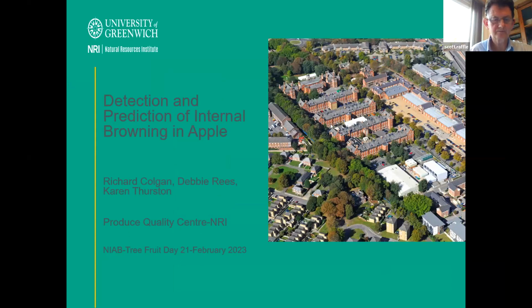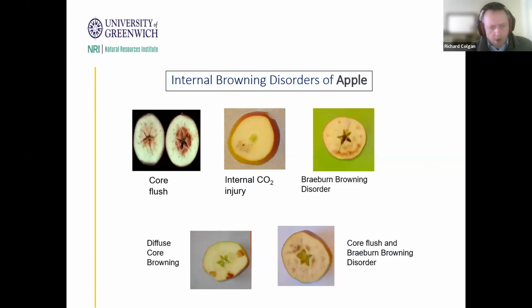Okay, so today I am going to talk a bit about detection and prediction of internal browning in apple. This is in collaboration with my colleagues Debbie Rees and Karen Thurston at the Produce Quality Centre. So why are we talking about that today? Internal browning has become a big issue some years in some varieties like Braeburn and Bramley, sometimes Cox. But there are different types of browning which sometimes get confused, and they have slightly different causes.